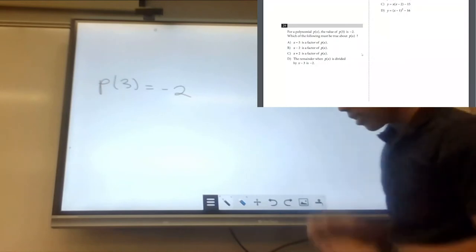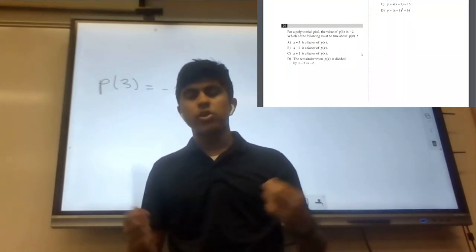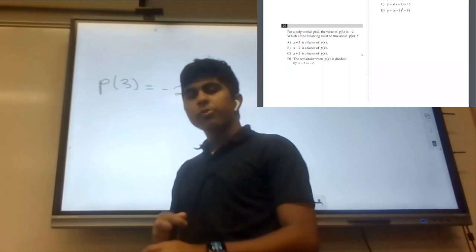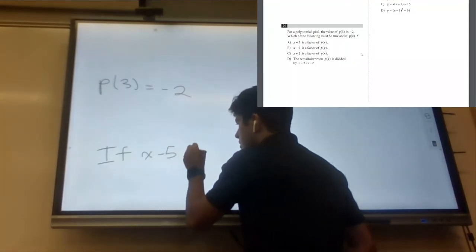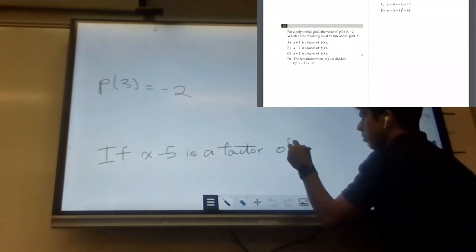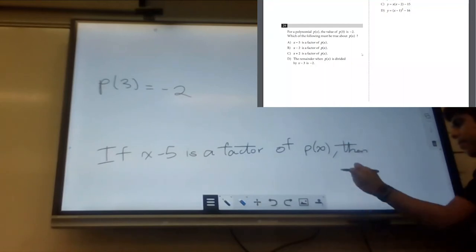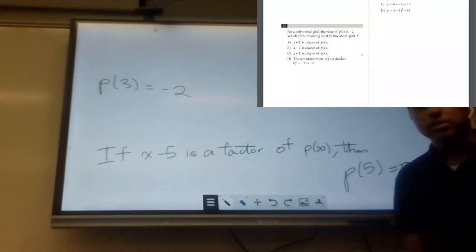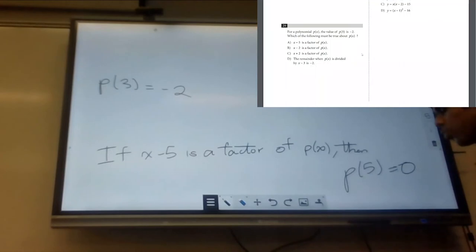Okay, so there are two theorems called the factor theorem and the remainder theorem. Now, these theorems are actually a bit complicated, so you don't really need to know them for the purpose of this, but you need to understand the concepts behind them. So when we say that x minus 5 is a factor of p of x, then p of 5 equals 0. Boom. This is the essence behind the factor theorem, but you need to understand algebraically why this works.